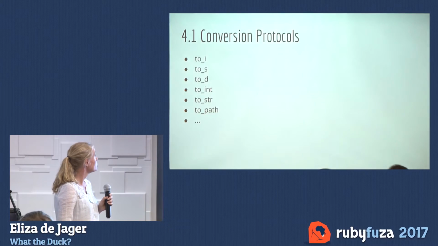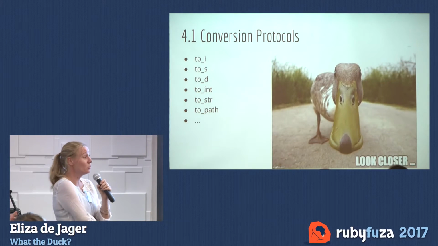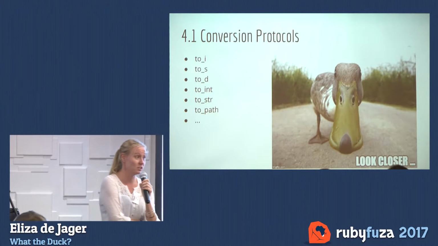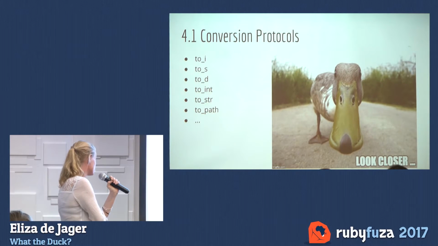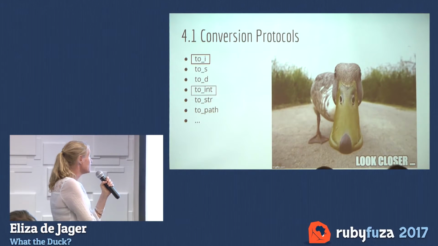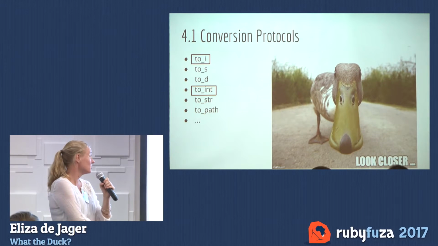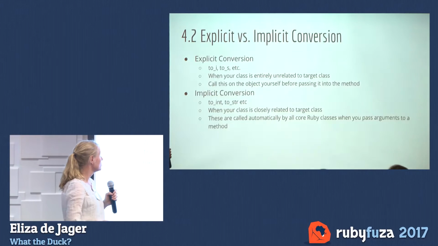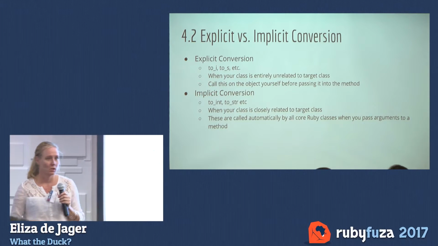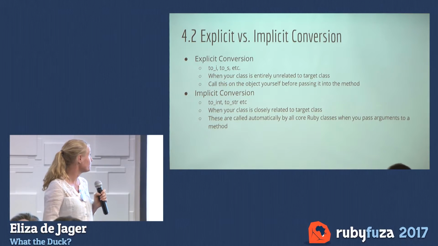Okay, so those are the conversion protocols. Now, I don't know whether any of you noticed anything when you were looking at this list. You'll notice there's a to_i here, but there's also a to_int. So what is that about? It turns out in Ruby, you get two types of conversion protocols. The first is the implicit conversion protocols, and the second is explicit.